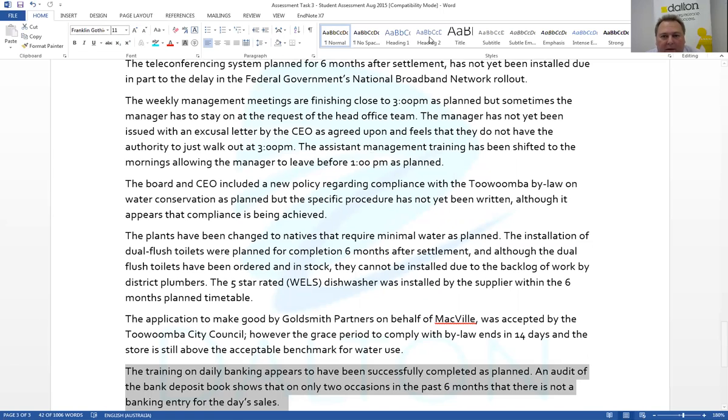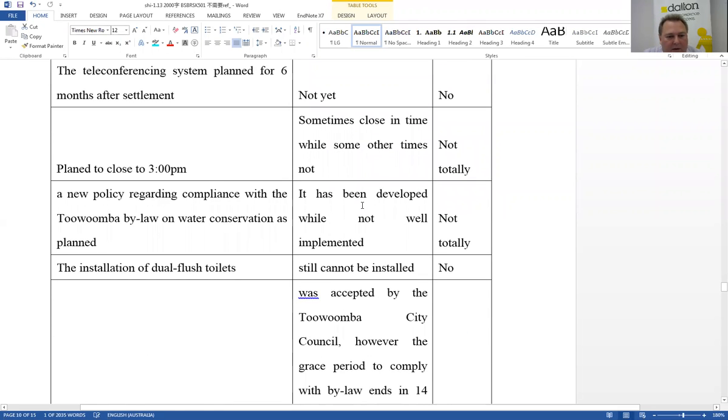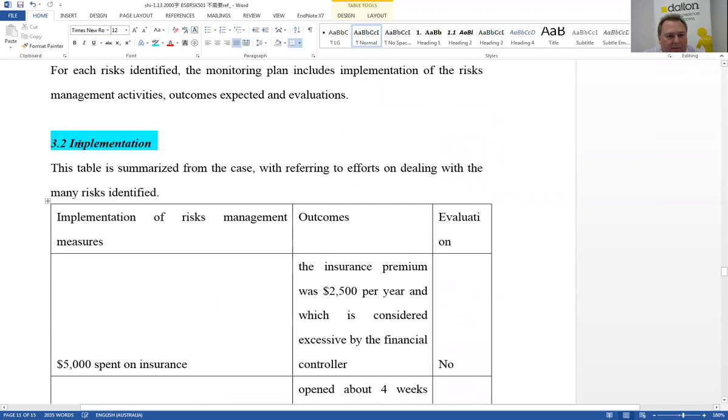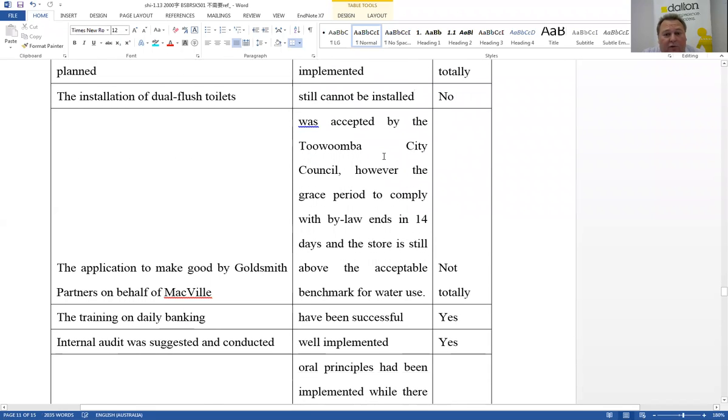So let's go back, have a look and see what I've done here. There it is there. So I've gone there, see? Again, we've just read this, the installation of dual flush toilets still cannot be installed. We're waiting on the plumber, the local district plumber. The plumber's preoccupied doing other jobs first. They're in the queue, basically. We're back at this table, implementation. So all that information from the case study, not too difficult at all.